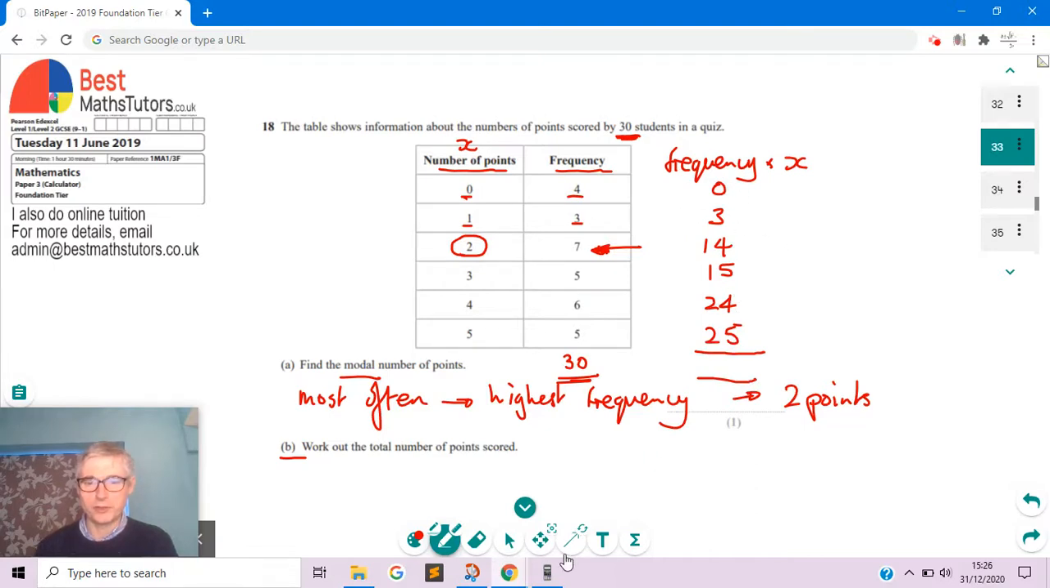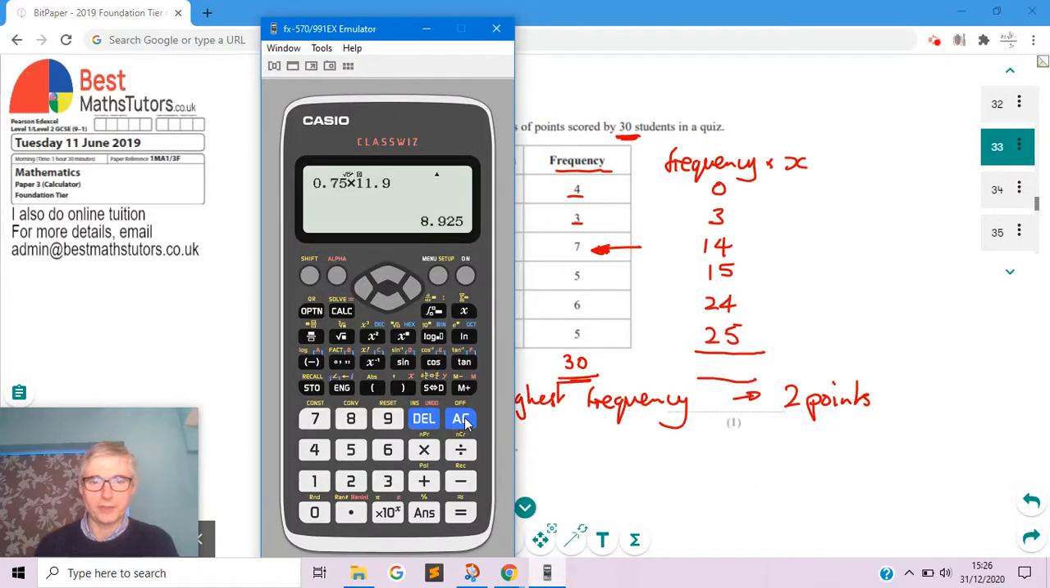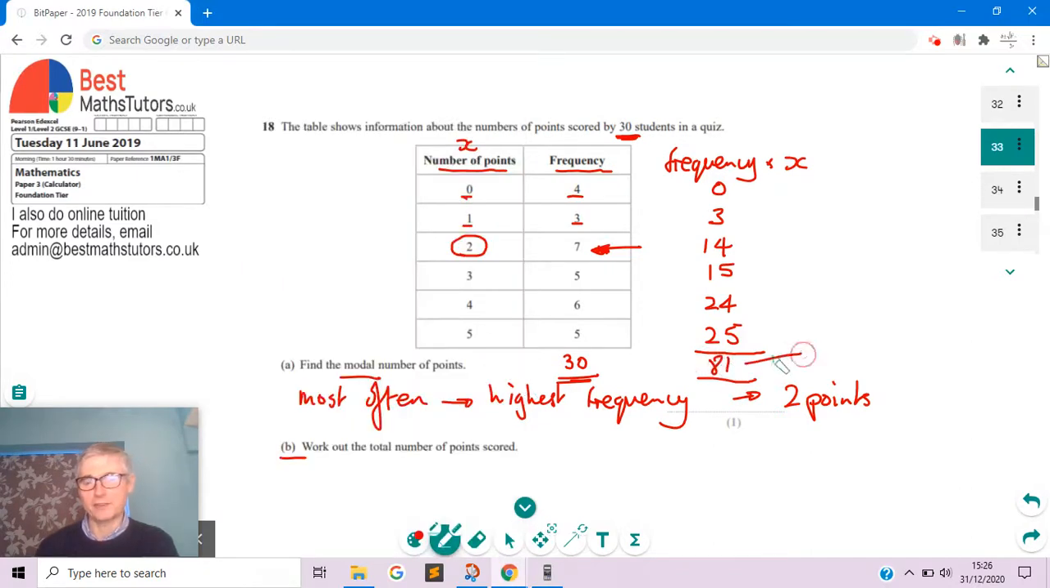So we'll just add all these up together, and just so I don't make any mistakes, I'm going to add it up on here. 3 plus 14 plus 15 plus 24 plus 25. And so we've got 81. And that is going to be the total points scored. So we can just write this down here, work out total number of points scored. So it's going to be 81.